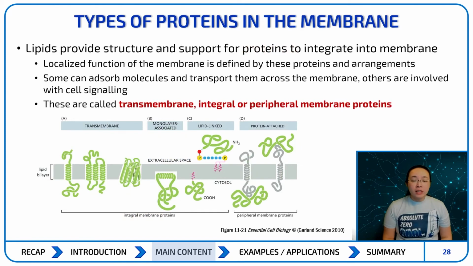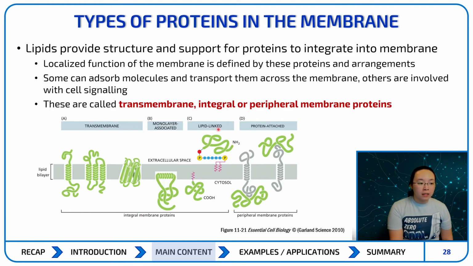So, different types of proteins in the membrane. Because we know that there are lipid rafts, it means we can study the effects of different proteins in certain areas of the membrane. There are different types. There are transmembrane proteins, which is what we're going to focus on. There are monolayer associated proteins, which means that the protein is only attached to one side of the membrane.